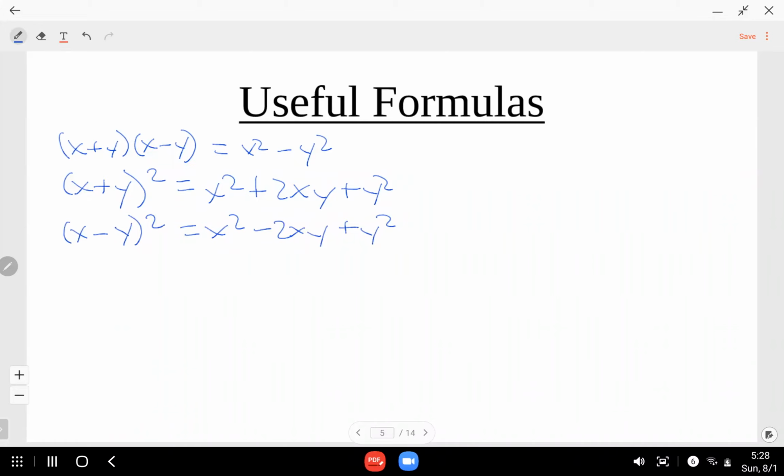And also we have, this is a bit harder, (x + y)^3. That's basically x cubed plus 3x squared y plus 3xy squared plus y cubed. And it also works for minus. Just add a minus sign, and you're going to change the first and the last plus sign.